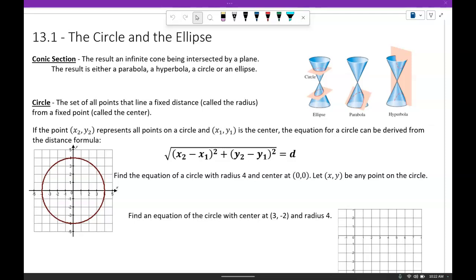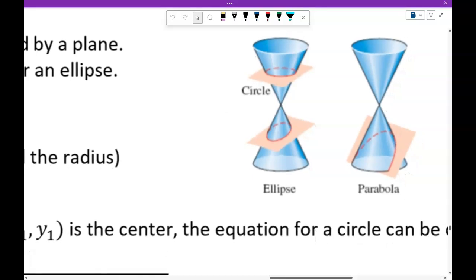We're going to look at the next of our conic sections, which is called the circle. You're familiar with circles, and I've mentioned conic sections before, but we're going to go into more detail about what it means for it to be a conic section. A conic section is simply what we get if we take an infinite cone being intersected by a plane: we get one of four shapes. If we intersect the cone perpendicular to its axis, then we get this perfect circle shape intersection.